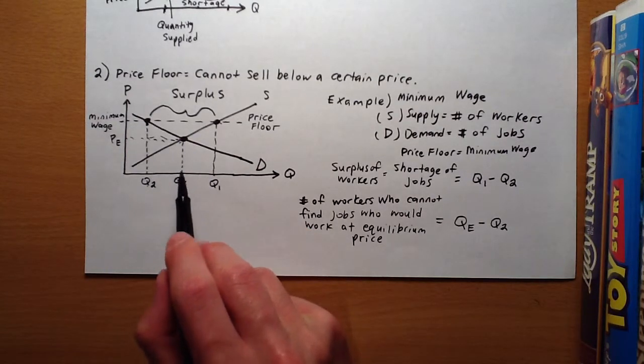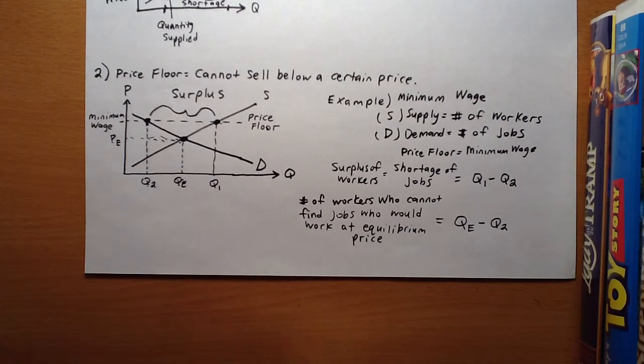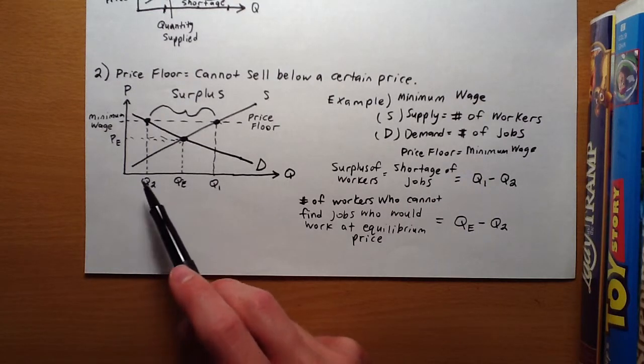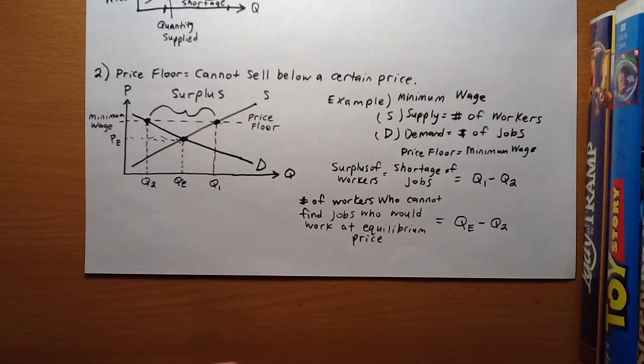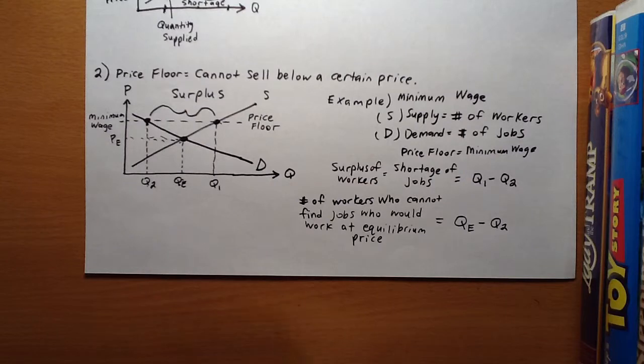So, QE is the number of workers who want to work at the equilibrium price, what the price would be. Q2 is how many jobs are available after minimum wage is established. So QE minus Q2 tells us the number of workers who cannot find jobs who would want to work at equilibrium price.